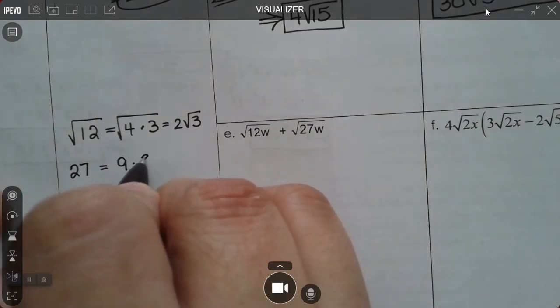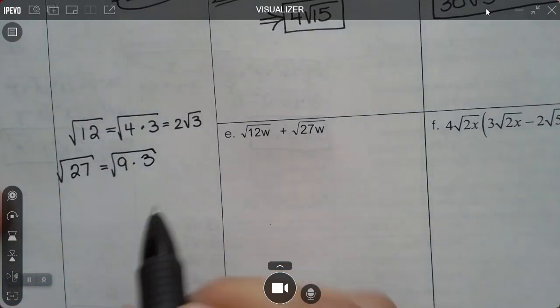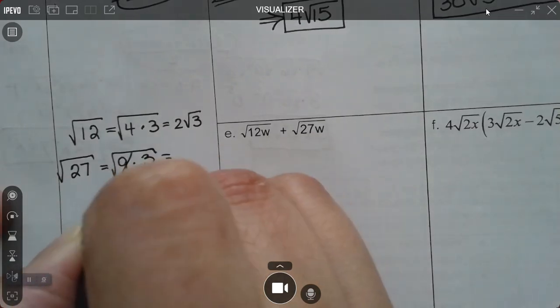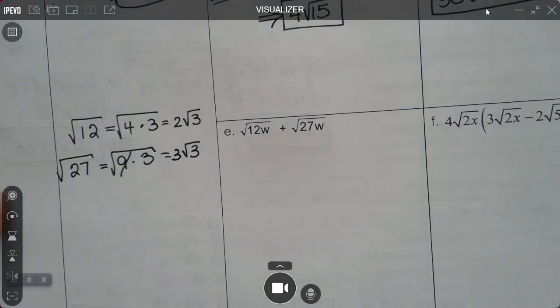All right, so now watch. I'm going to wrap them both in radical signs, right? Now watch this. What's the square root of 9? So this becomes 3 radical 3.